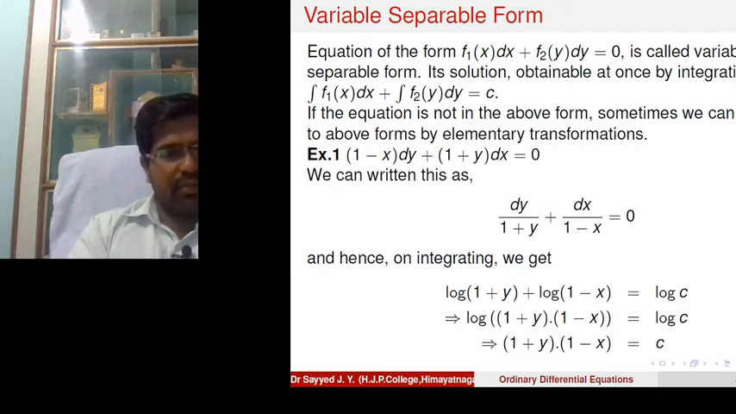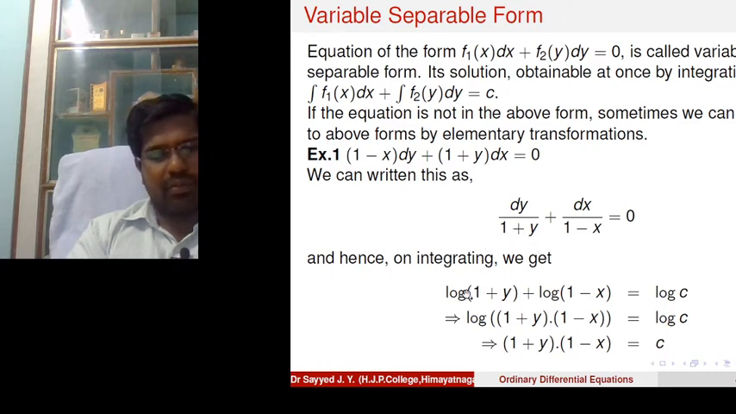See example number 1, (1 − x) dy. As you can see, this is not in the variable separable form. Here the variable is x and its derivative is dy. So we have to make some elementary operation and transform the equation to variable separable. How will you transform? Just transfer this to the RHS or cross multiply, and you will get dy/(1 + y). Once you get the differential equation in variable separable form, by directly integrating it you will get the solution. So what is the integration of 1 upon 1 + y?